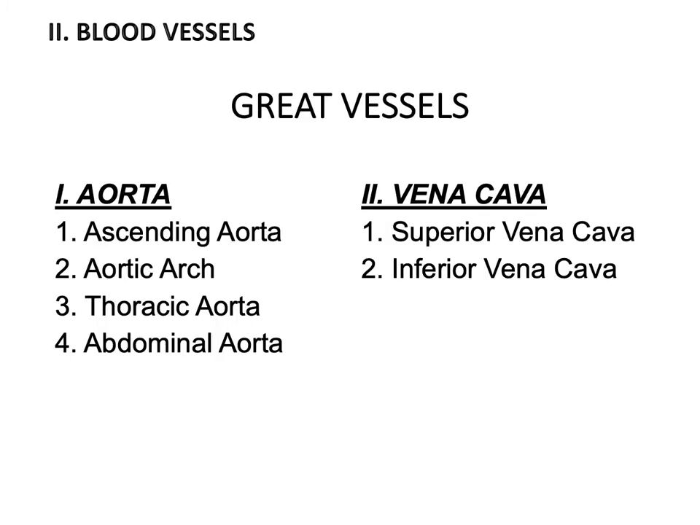Now, here are the great vessels, the aorta and the vena cava. The aorta is the biggest artery, and the vena cava is the biggest vein. Aorta has four branches. We have the ascending aorta, the aortic arch, thoracic aorta, and abdominal aorta. While the vena cava has two branches, the superior vena cava and the inferior vena cava. Now, we have to recall again, when we discuss the blood, that we are always wanting to make sure na walang thrombus at walang embolus sa mga blood vessels. Otherwise, magkakaroon ng clot or problems with how the blood flows through these great vessels.